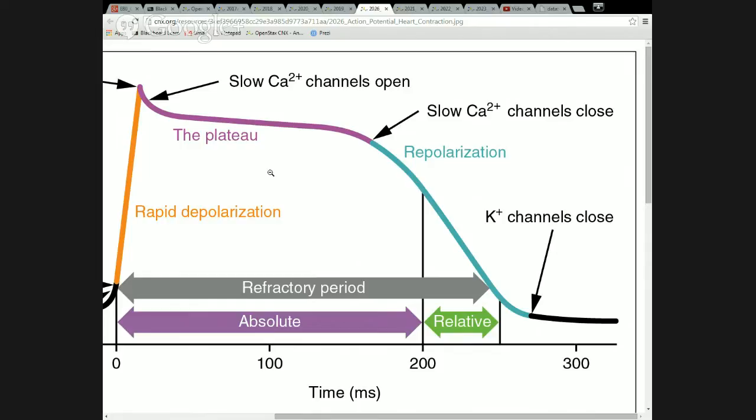Start the action potential? No, sodium starts the action potential. Calcium's not involved in the action potential. Calcium's involved in something later on. Where do we find calcium in the muscle cells? Skeletal muscle cells. Mitochondria? No. What's the storage compartment?